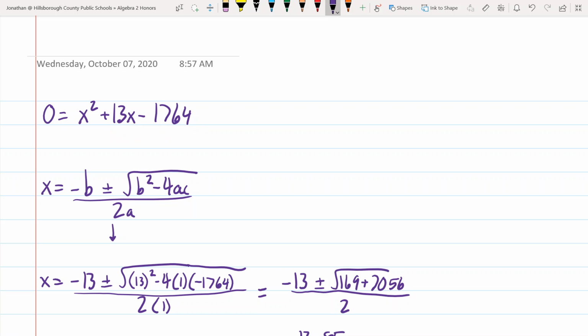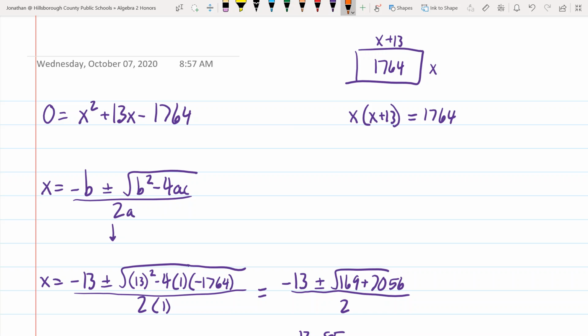It was something like a rectangle's area is 1764. The length was a number, and then the width was 13 more than that number. So length times width gets you the area. Now, I pulled that all into one equation.